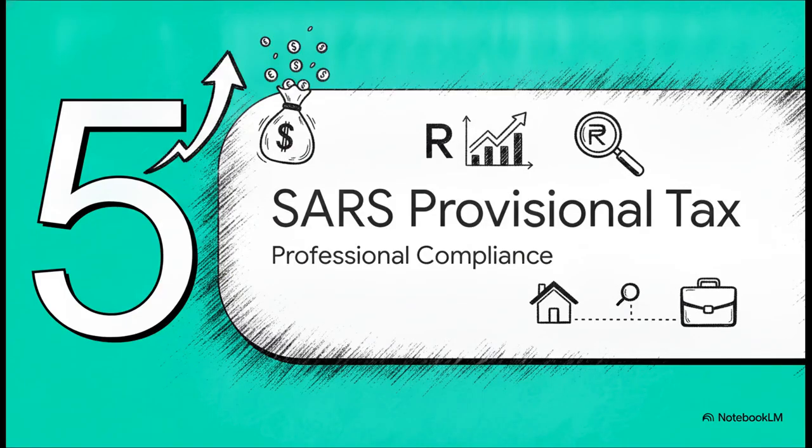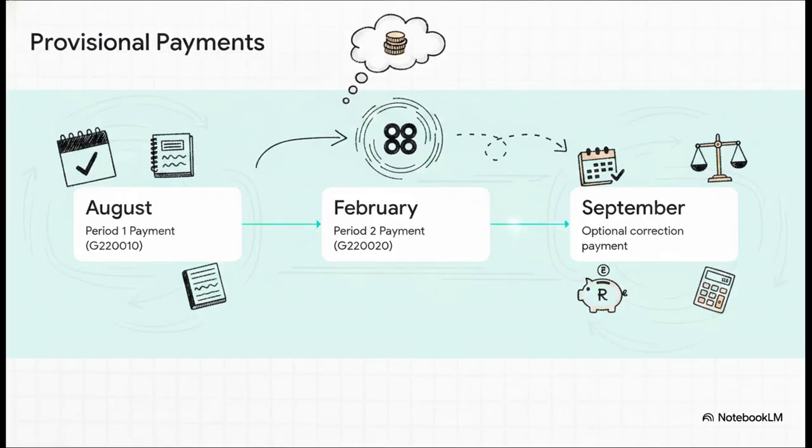Okay, let's look at Section 5, Tracking SARS Provisional Tax. So what exactly happens when your side hustle really takes off and your taxable income actually forces you into provisional tax status? Let's walk through the provisional payment cadence together. Basically, when you hit that threshold, you shift from paying tax once a year to paying in advance installments.